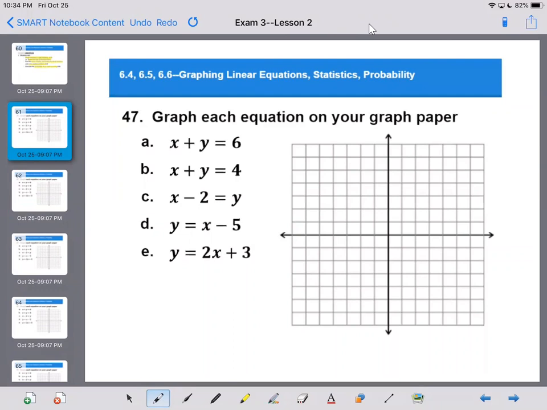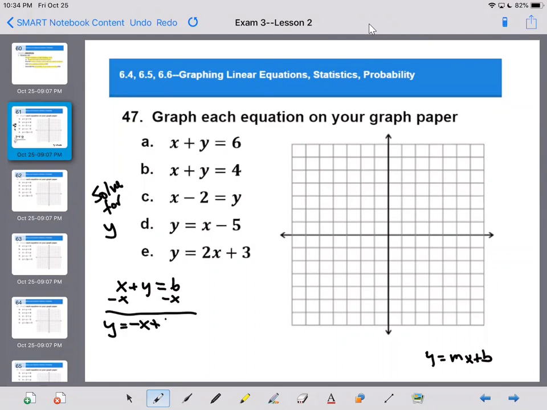So I'm going to take x plus y equals 6. And what I want you to think about is solve for y. We want to put it in a form called slope-intercept form. And this is one way we can do that, okay? With x plus y equals 6, if I solve that for y, I'm just going to subtract x from both sides, okay? So that's going to give me y equals negative x plus 6.